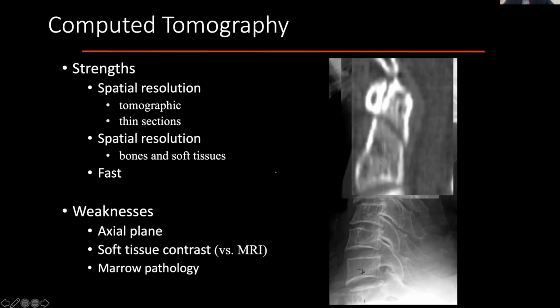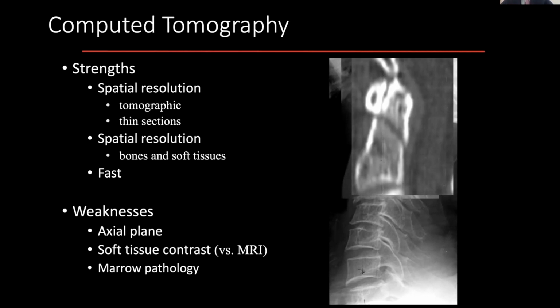And it does have limitations. It's not as good as MRI, as we'll see, in terms of soft tissue resolution. In terms of the spine, it's not as good for marrow as opposed to cortical bone. So in terms of evaluating marrow pathology or marrow infiltration or marrow edema, MRI really is the way to go.